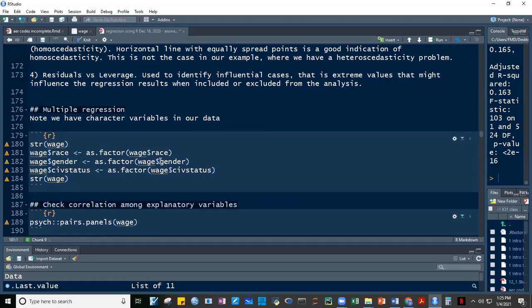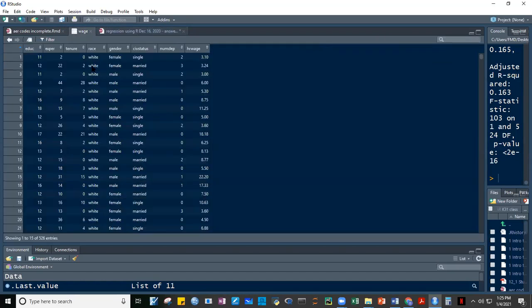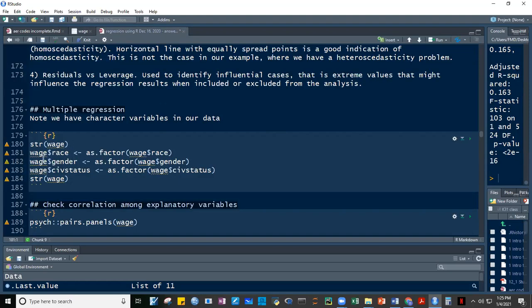All right. So we're going to use now all the regressors. Okay, di ba ang wage natin to? All our regressors, which are education, experience, tenure, race, gender, civil status, and number of dependents. We're going to regress that on hourly wage. Okay, sige. So let's do that. Okay, so dito guys, sinasabi natin, wage, dollar, raise. Although hindi na kailangan to guys kasi naka-attach niyan, di ba? Okay, sige.